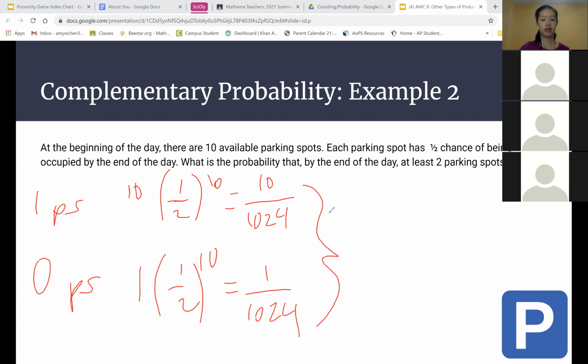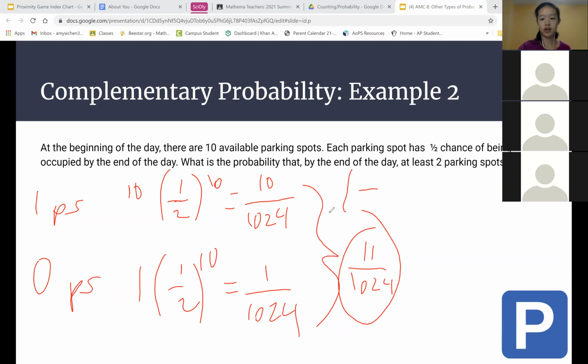So now what we have to do is we add these up. We add them up to find the total probability that only 1 parking spot or 0 parking spots are going to open. So that is 11 over 1,024. So finally, what do we do now? We have the opposite of what we're looking for. So what do we do with this opposite? Yeah, we have to subtract it from 1.